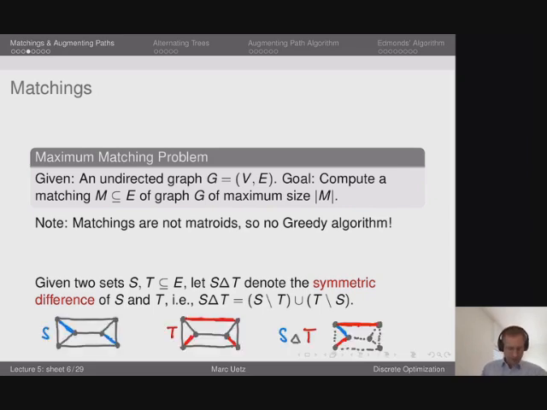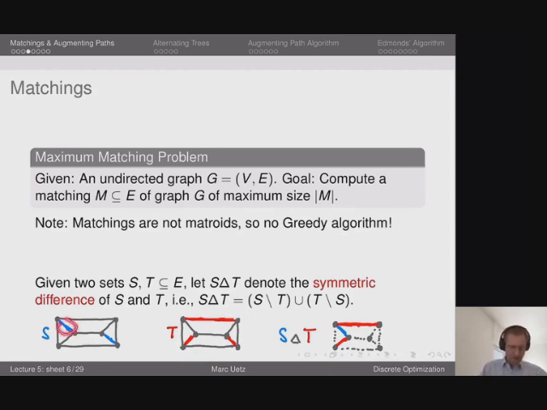So here is a little example. We have a subset of the edges S in blue on the left-hand side, which is actually a matching. We have a subset of the edges T on the graph in the middle here, consisting of these three red edges. And then the symmetric difference would be all the edges which are either in S but not in T.